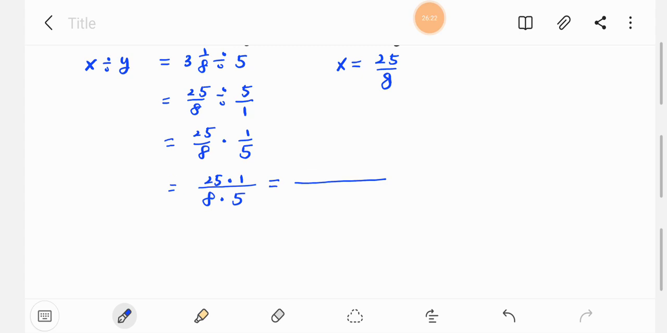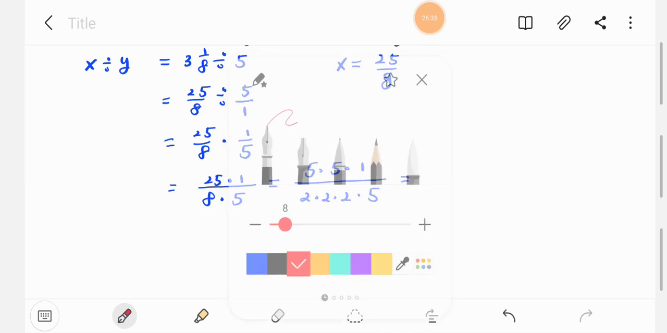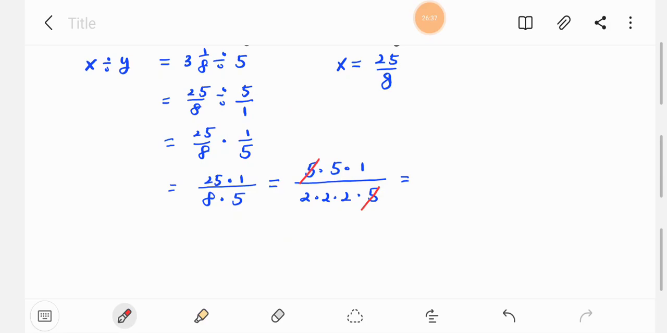So 25 is 5 times 5 times 1. Actually 1 is not required, it doesn't matter. And 8 times 5 is 2 times 2 times 2 times 5. Then we can cancel out one 5, and there's no common factor left, so just leave it. So 5 times 1 is 5. The denominator is 2 times 2 times 2, which is 8.